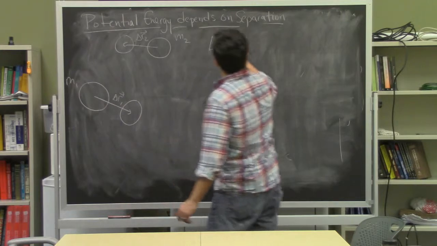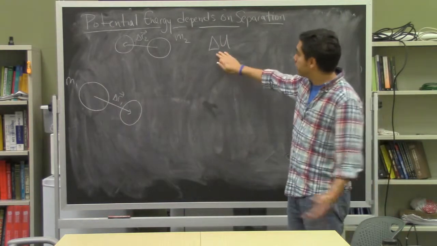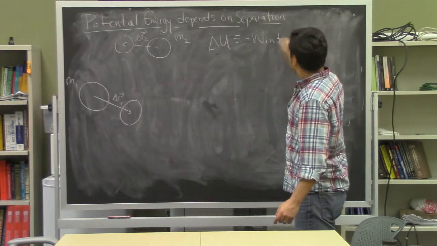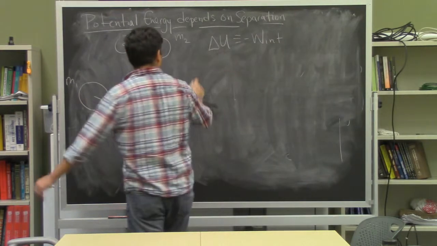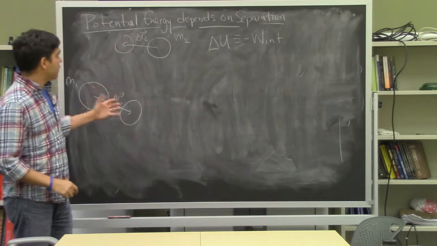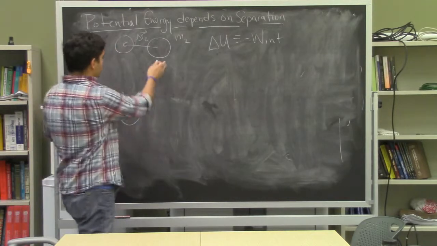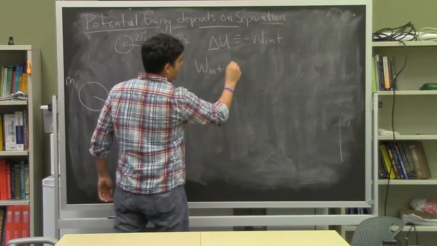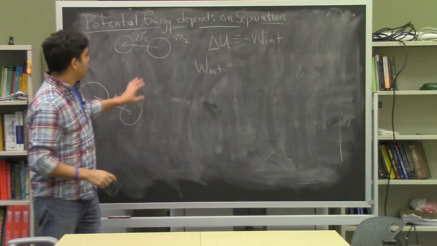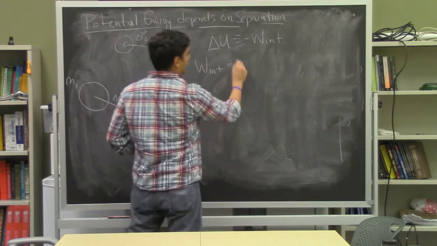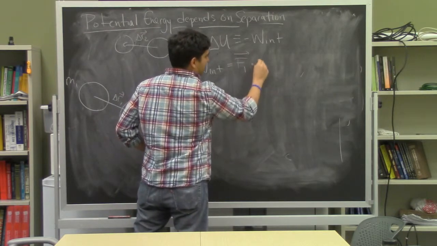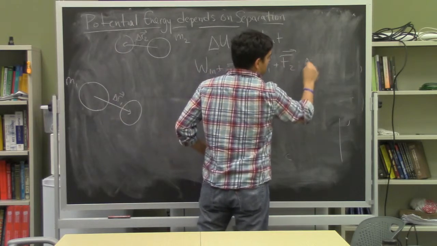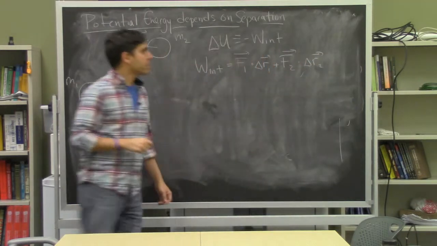So we're going to pay attention to the change in potential energy, which, as we learned, was the negative of the internal work. And so we're going to calculate the internal work for the system consisting of these two particles over their displacements. That internal work is given by the force on object 1 times its displacement plus the force on object 2 times its displacement.